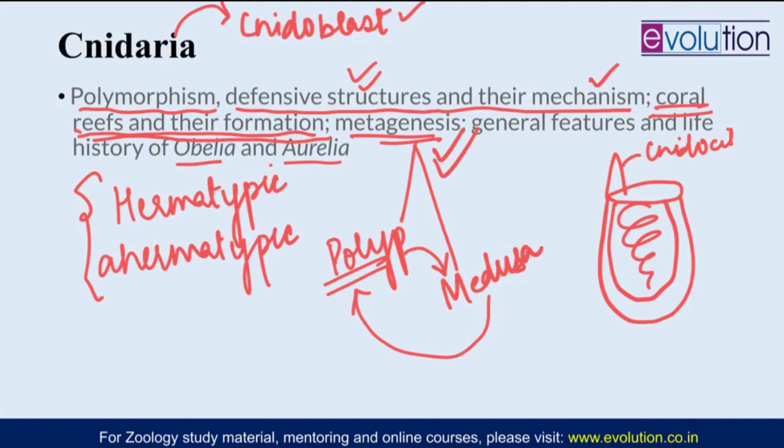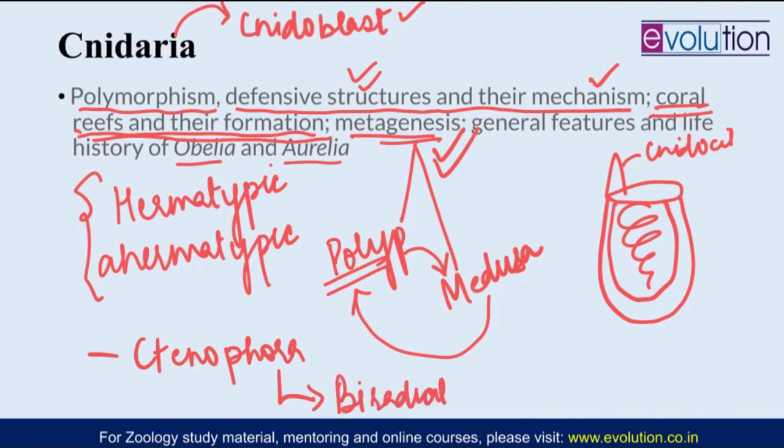And then there are the ctenophores, which you also need to prepare. For phylum Ctenophora, prepare a general account, a few examples, and the biradial symmetry in them. A question in Forest Services on this topic of Ctenophora for 8 marks has been asked. So particularly for Forest Services, this is a separate topic you need to prepare.